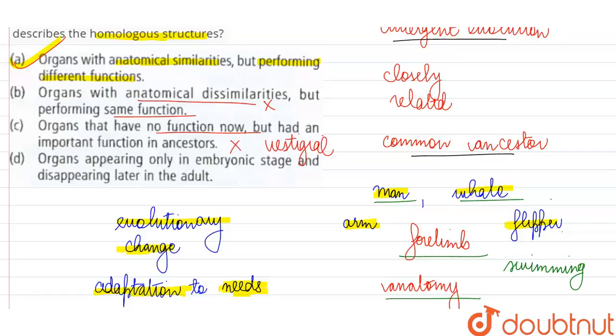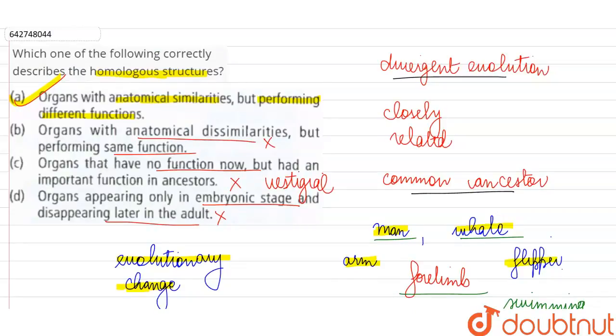And finally they are saying appearing only in the embryonic stage and disappearing. So here we are talking about the structures found in the mature organism, not only the embryonic structures. So only option A can be our correct answer. Homologous structure is developed by divergent evolution. So they have anatomical similarity, they have common origin, but they are performing different functions, such as the arm of man and the flipper of a whale.